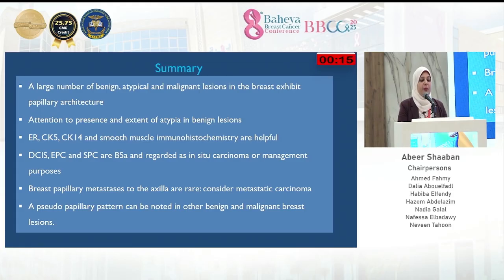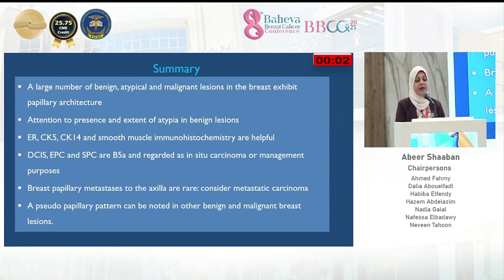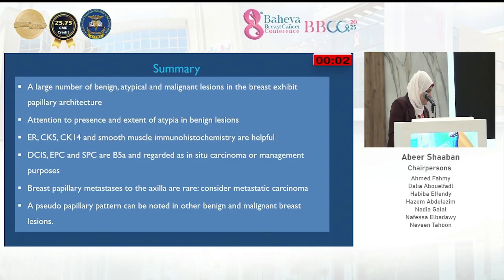DCIS, encapsulated papillary, and solid papillary carcinoma are graded as B5A and managed as in situ carcinoma. So we normally would not do sentinel node for them, but we would grade them. For breast papillary metastasis to the axilla, consider that, particularly ovarian, thyroid, and others. Thank you very much.